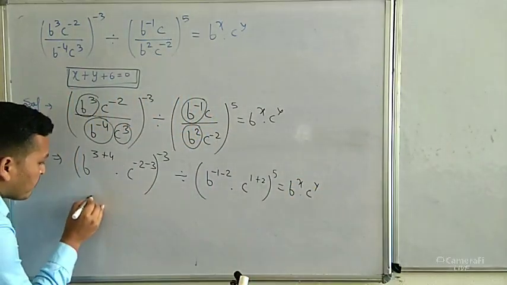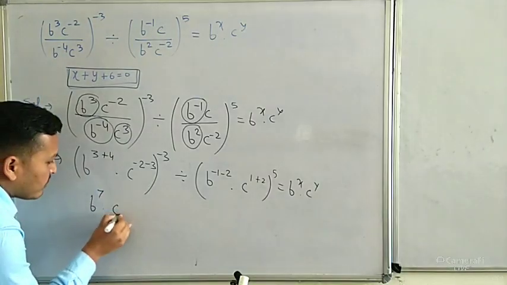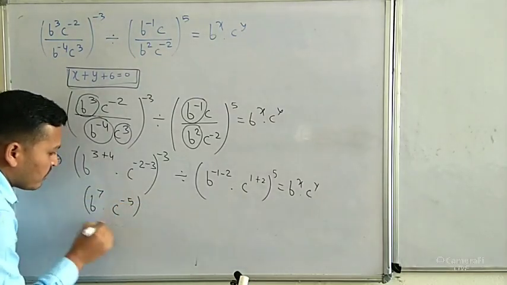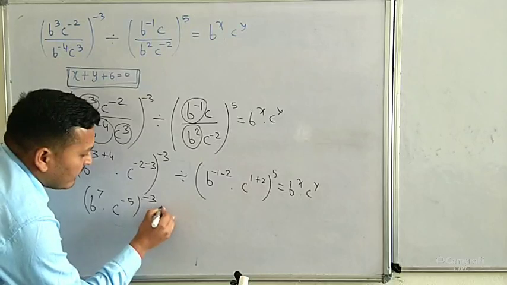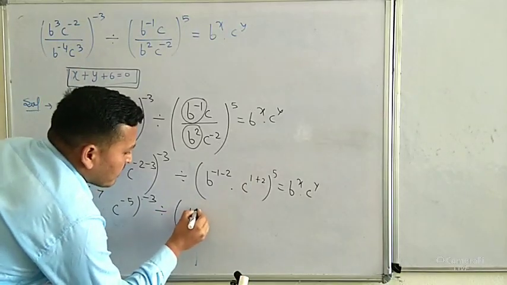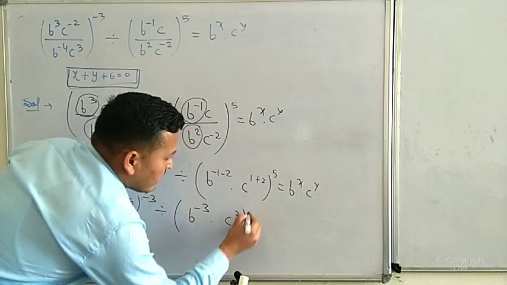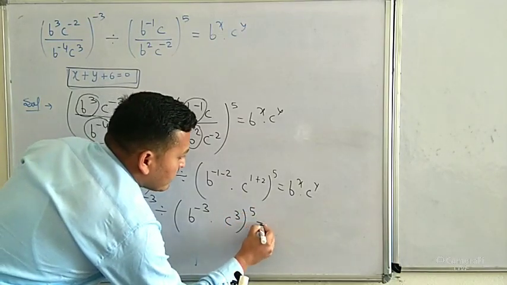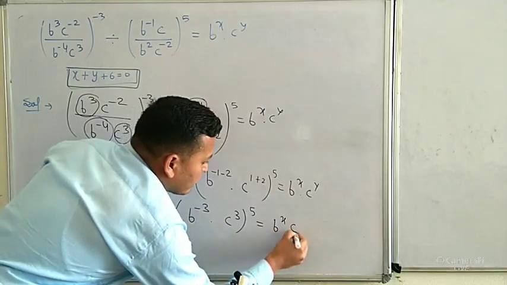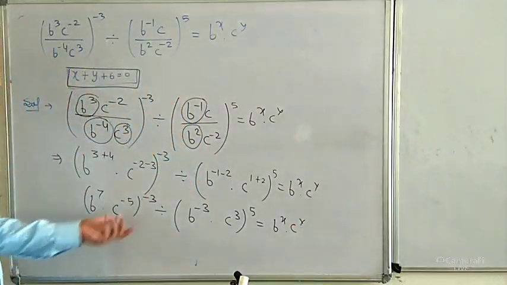Now solve the bracket, b to the power 7 into c to the power -5 and whole to the power -3 and divided by b to the power -3 into c to the power 3 and whole to the power 5 is equal to b to the power x into c to the power y. अभी भी इसको सॉल्व करो.